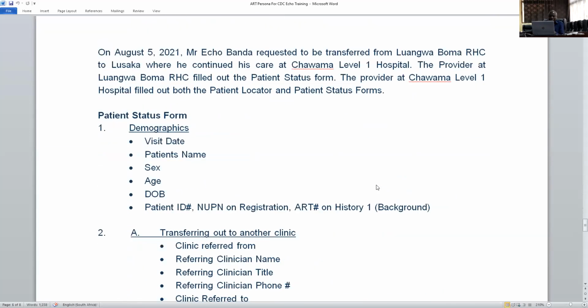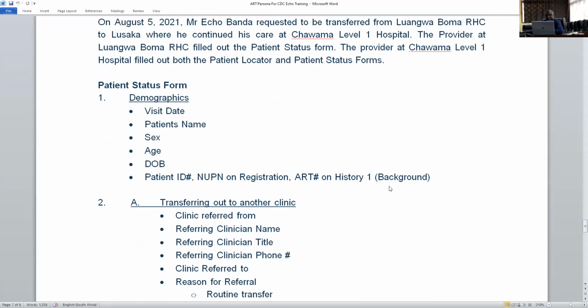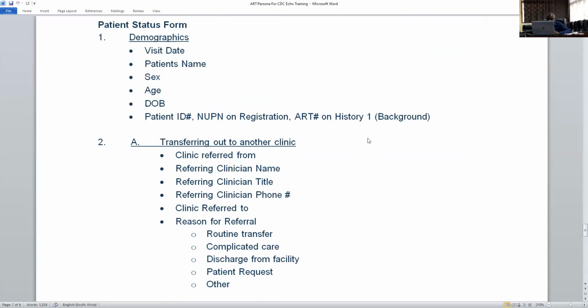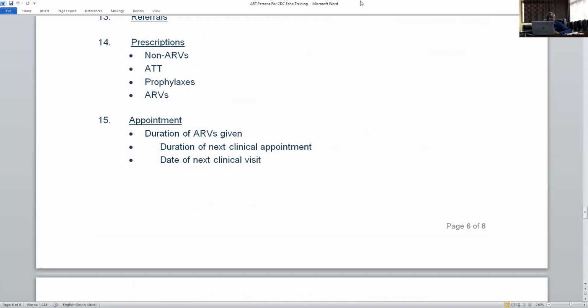Then finally, on August 5, 2021, Mr. Eko Banda requested to be transferred from Luangwa Memorial Center to Lusaka, where he continued his care at Chawama Level 1 Hospital. The provider at Luangwa Memorial Center filled out the patient status form. The provider at Chawama Level 1 Hospital filled out the patient locator and also the patient status form. So basically, we have looked at the paper forms. So now let's go into SMARTCARE.